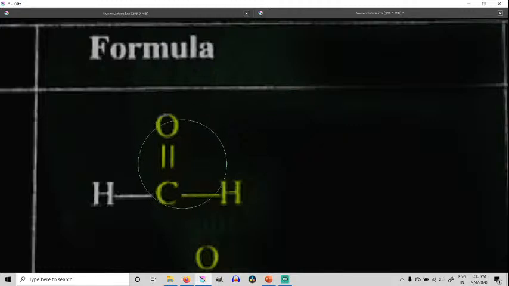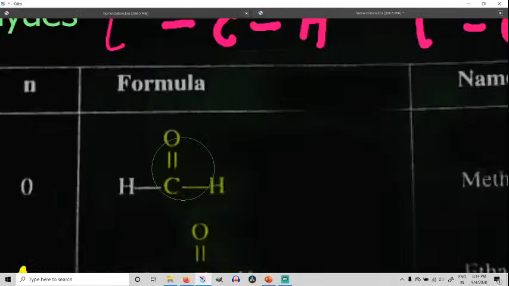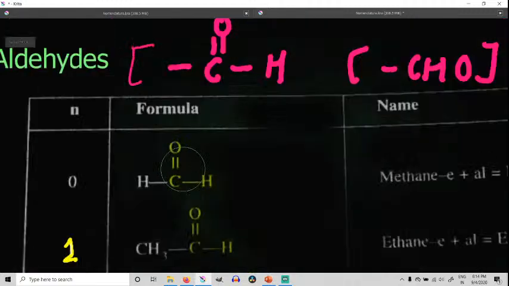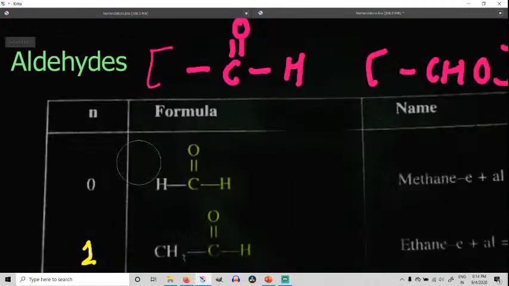How do we identify whether an aldehyde is there? Because in the board examination, a similar kind of structure will be given and you need to identify which functional group is present. So you can easily tell that the functional group present is aldehyde. And how do we identify it? If you find C double bond OH. Understood, class? Snigdha, Siddhant, understood or not understood?